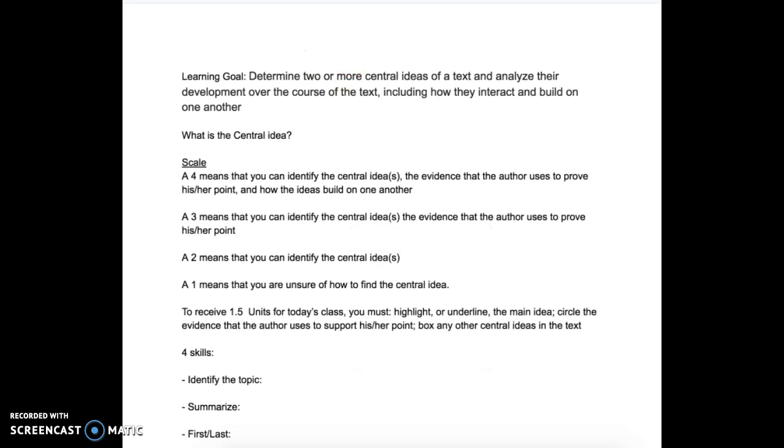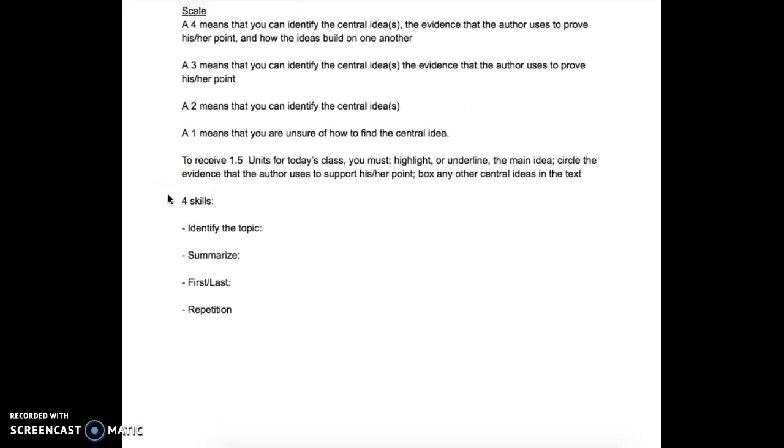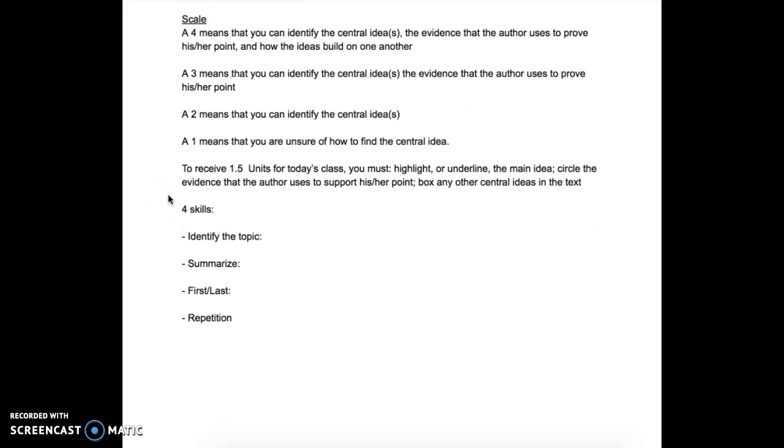Hello and welcome to Tuesday Newsday, February 26th. Today, as you probably remember, our learning goal is to determine two or more central ideas of a text and analyze their development over the course of that text, including how they interact and build on one another. The scale is the same. It's been the same since the inception of Tuesday Newsday.